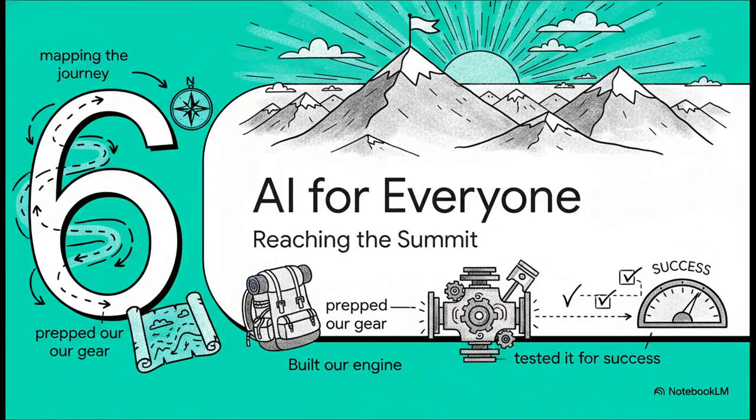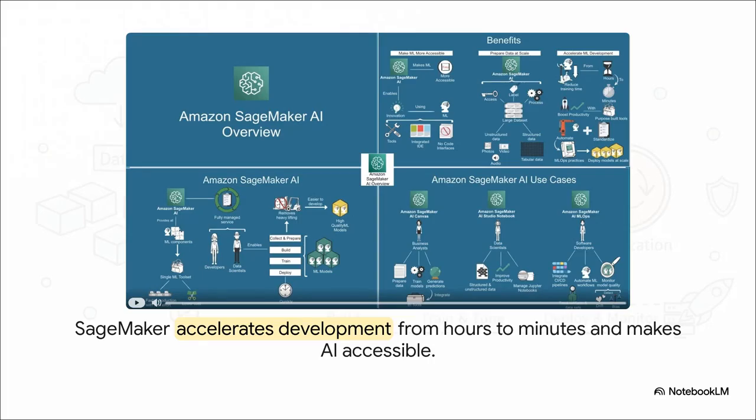And with that, we've reached the summit. We've mapped out the journey, we've prepped our gear, we've built our engine, and we've tested it for success. Now we can finally enjoy the view from the top. So what's the real payoff of a platform like this? Well, it all comes down to two things: speed and accessibility.